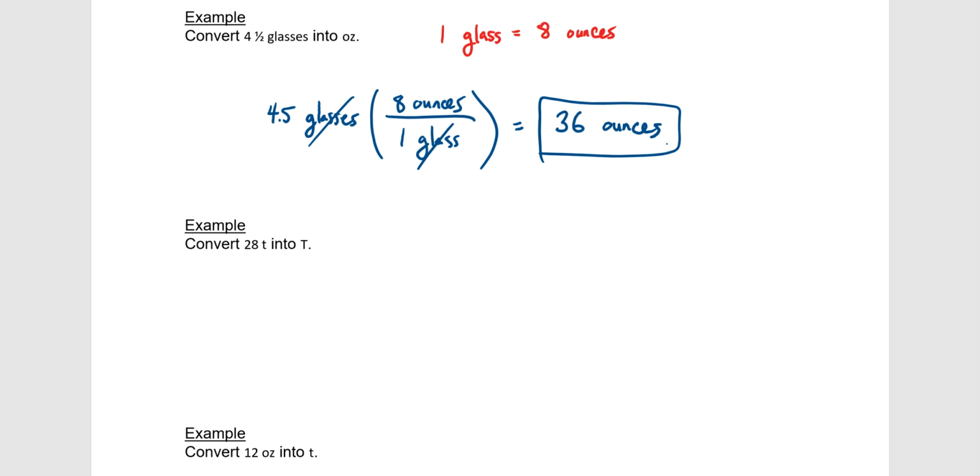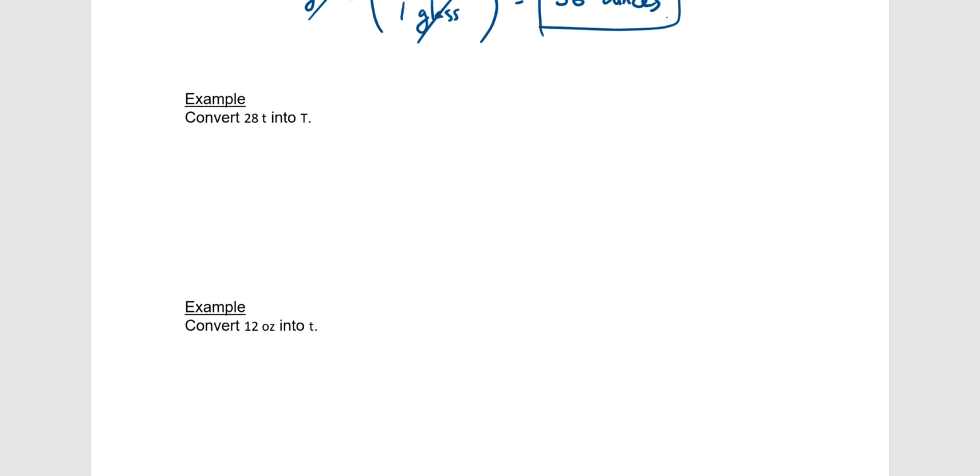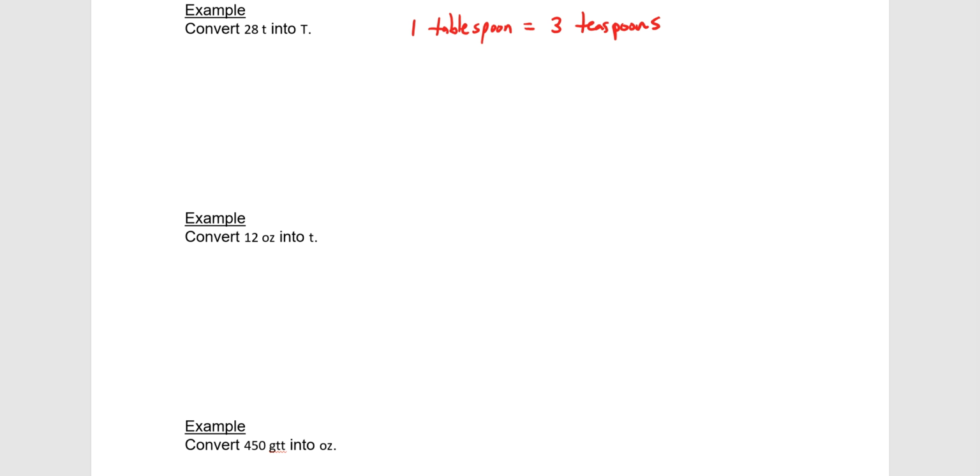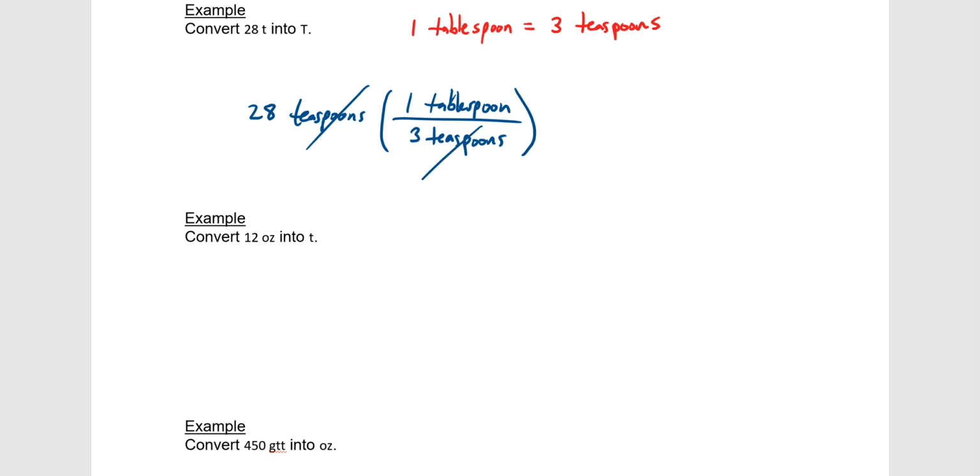Okay, and then the next one, we want to convert 28 teaspoons into tablespoons. So for the conversion here, it is 1 tablespoon equals 3 teaspoons. So starting off with 28 teaspoons, we multiply that by the conversion. The conversion is 1 tablespoon for every 3 teaspoons. And when we multiply these together, the teaspoons cancel, which is why we did it.